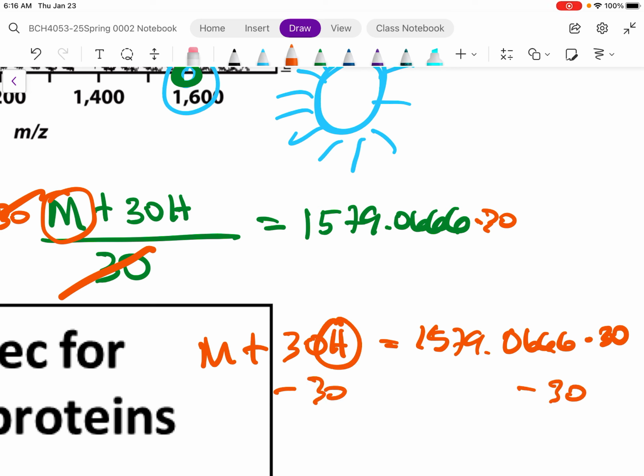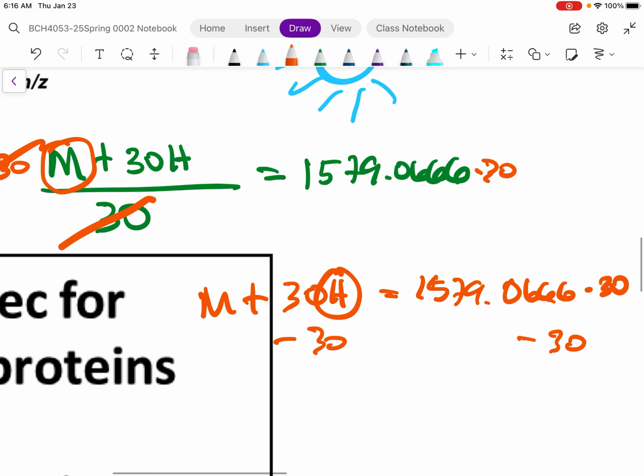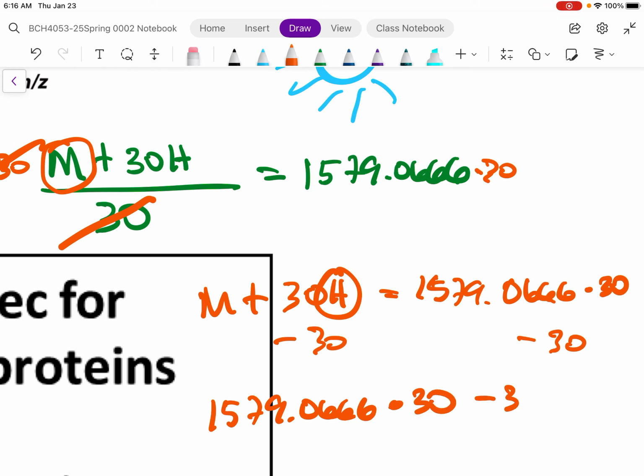Now I put this little H right there just to remind you that there's a hydrogen there. But in your mind it's just a plus charge. So if we simplify it down, you take the mass that's shown, 1579.0666, times 30, minus 30. Because we have to get rid of those 30 hydrogens that are there.